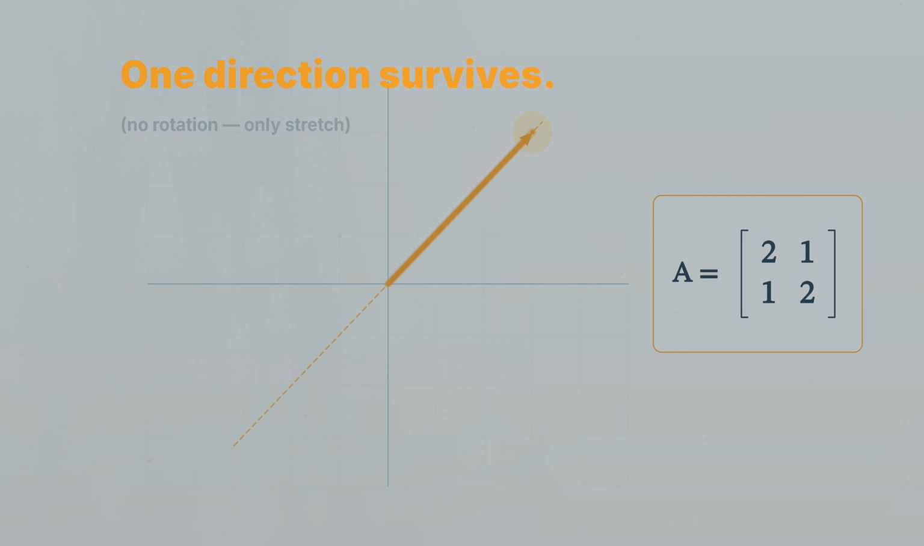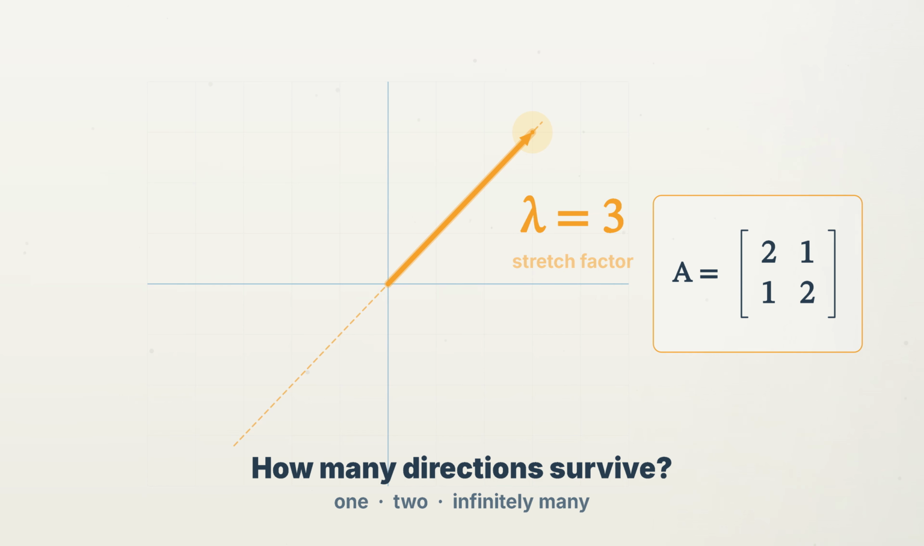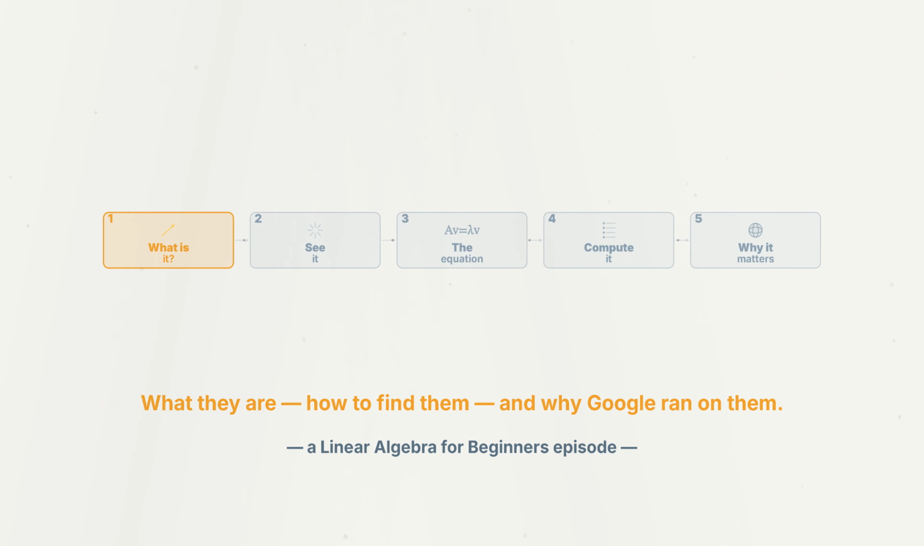Watch closely. One direction survives, no rotation, just a clean stretch along its own line. See the gold vector pulsing? Stretch factor 3. Now how many directions survive? 1, 2, or infinitely many? What they are, how to find them, why Google ran on them.